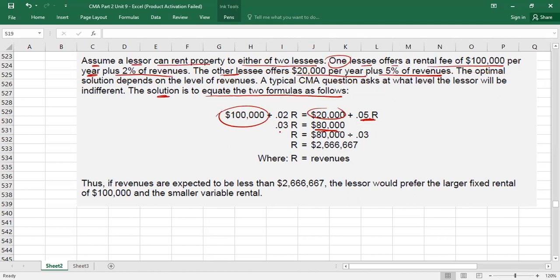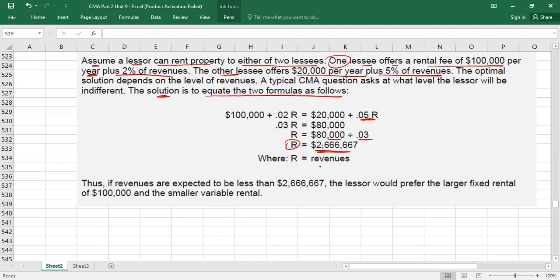So the equation is 0.3 revenue equals 80,000. Now I want to find the revenue, so I'll take 80,000 divided by 0.3. What am I going to get? I'm going to get revenue of $2,666,667. So 2.66 million, for example, is the value.